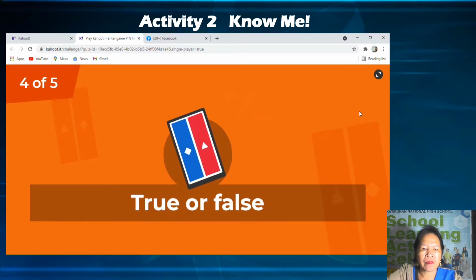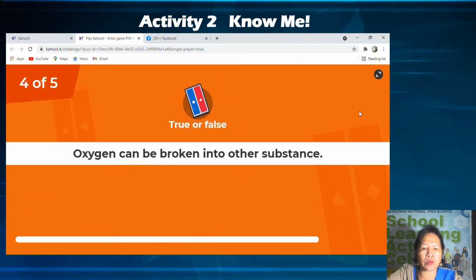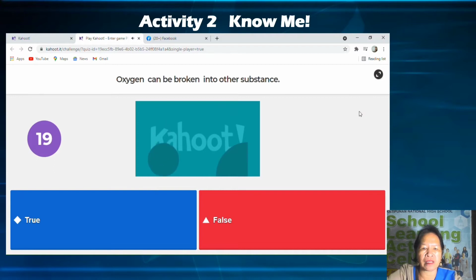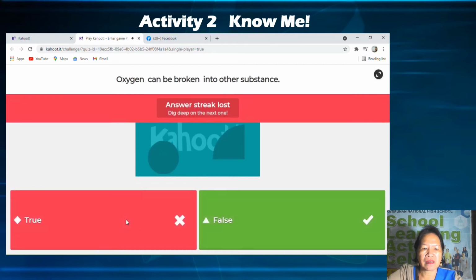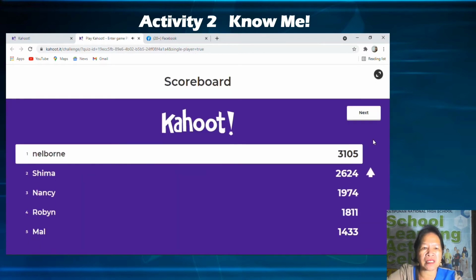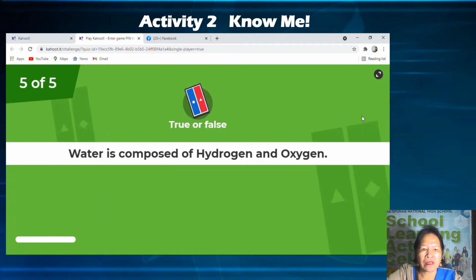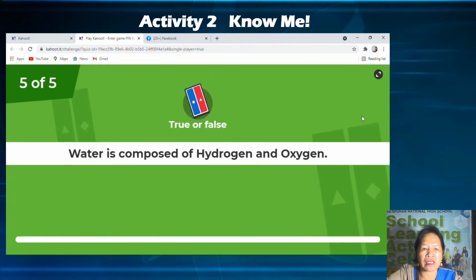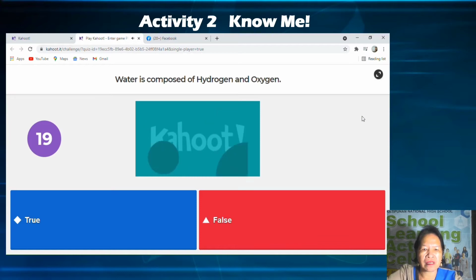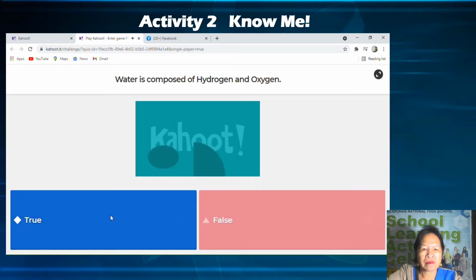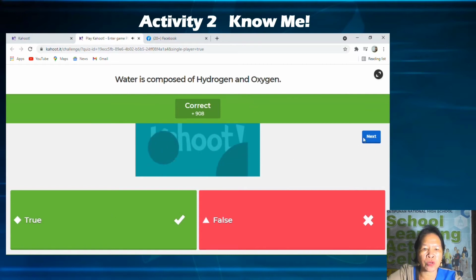Next, oxygen can be broken into other substances. True or false? The answer is false. Who got it right? Nelborn still got it right. Next, the last. Water is composed of hydrogen and oxygen. True or false? The answer is true.